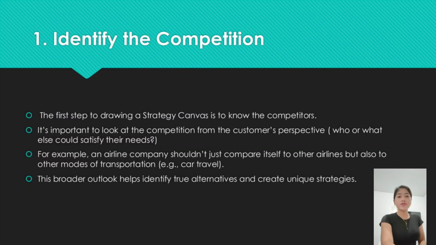So, identify the competition. The first step is knowing who or what the competitors are. Sometimes competitors aren't just other companies in the same field. They can be alternative solutions that meet the same customers' needs. For example, an airline competes not only with other airlines but also with buses, ships, and trains because all provide transportation. This is how an airline identifies the competition.